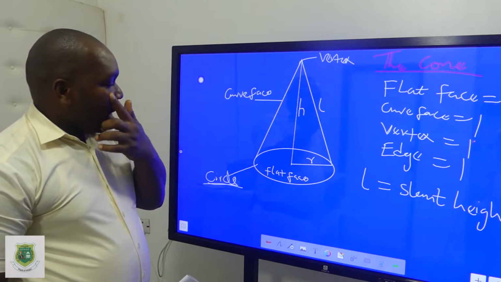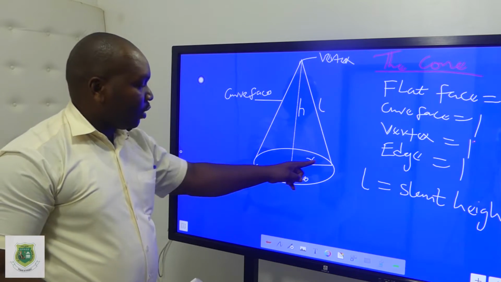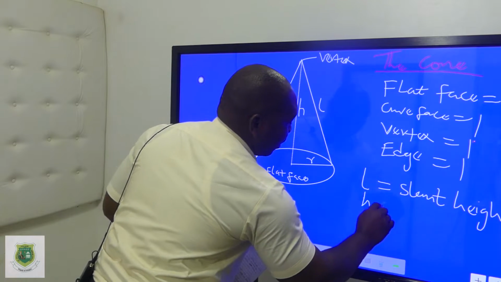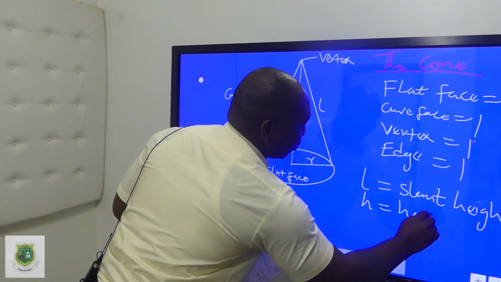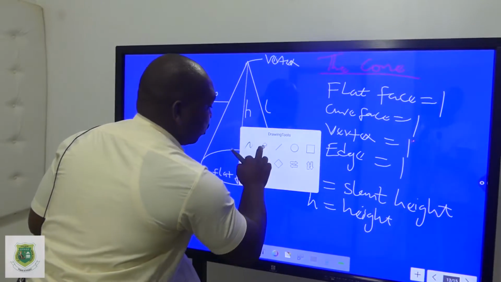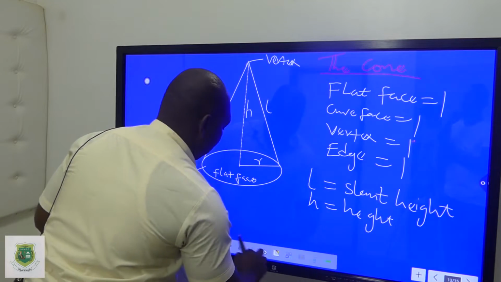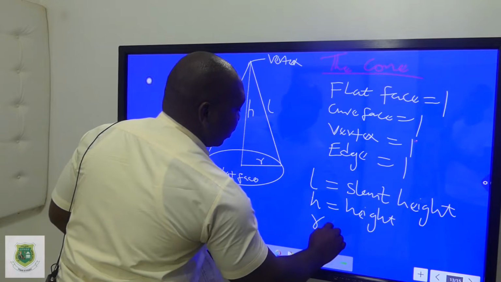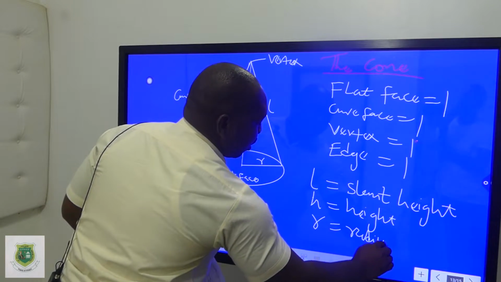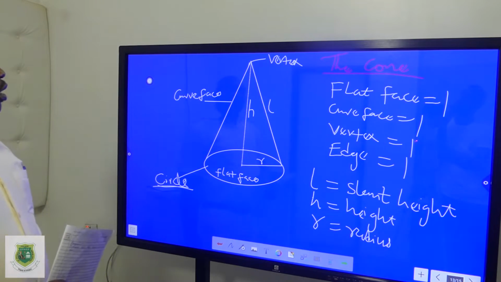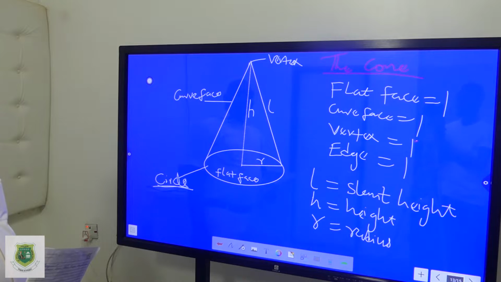That is it. Then the circle has a radius. R is the radius. H is the height of the cone. That is the normal height of the cone. Then this R is the radius of the circle. The radius of the circle. Okay. We have defined the cone.